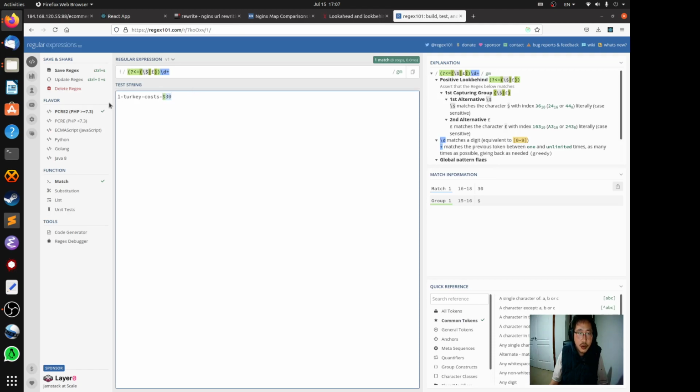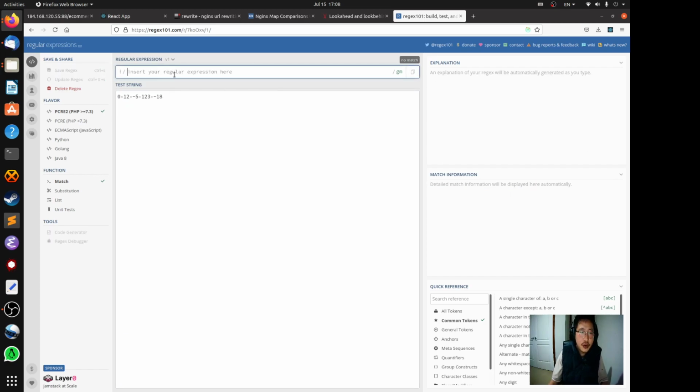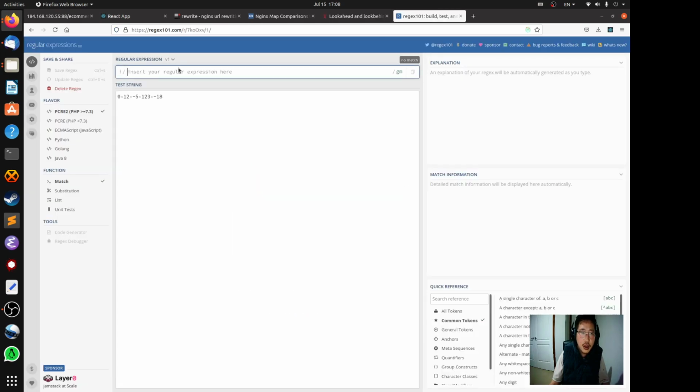So I need to figure out the regular expression that matches 0, 12, and 1 to 3, I guess. 0, 12, and 1 to 3 because they are positive. Okay, so let's start with the digits.